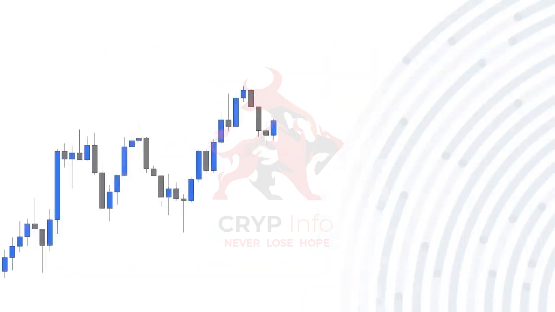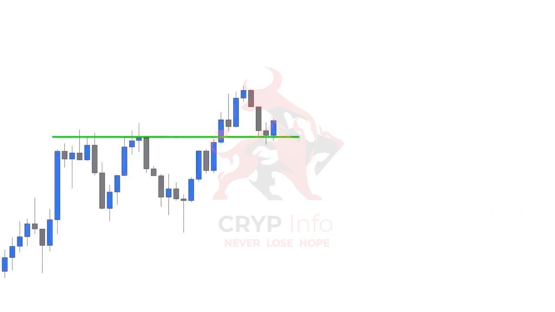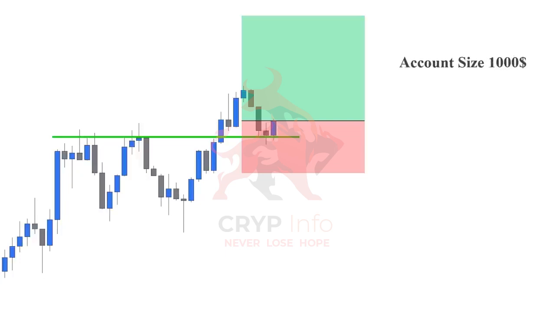Now, imagine the market is moving in an uptrend. We have a level of support and a reversal candlestick formation. So we go long at the close of the engulfing candlestick, put our stop loss below the doji candle, and target 2 times our risk. Let's suppose our account size is $1,000.